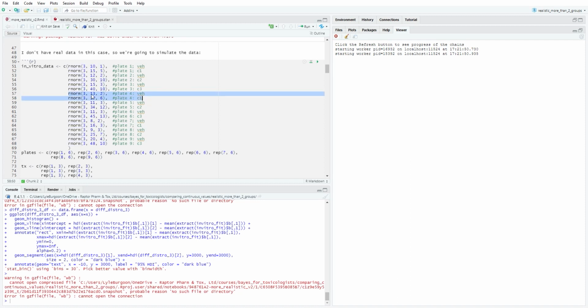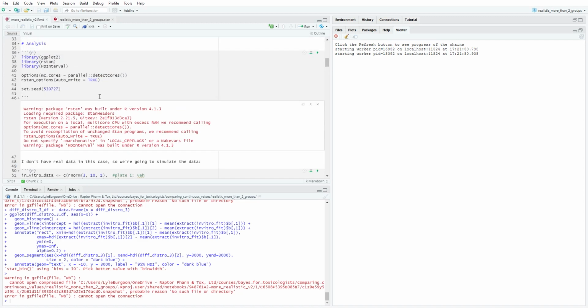So here we go into plate 4, plate 5, plate 6, and then plate 7, 8, 9. And you can see it's just the same pattern. Like I said, what I'm trying to do is create a situation where we have a plate effect that's very noticeable in our data.